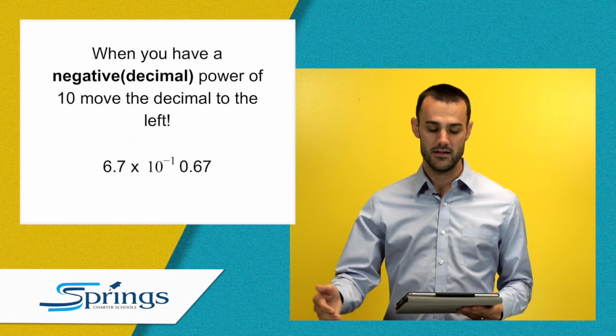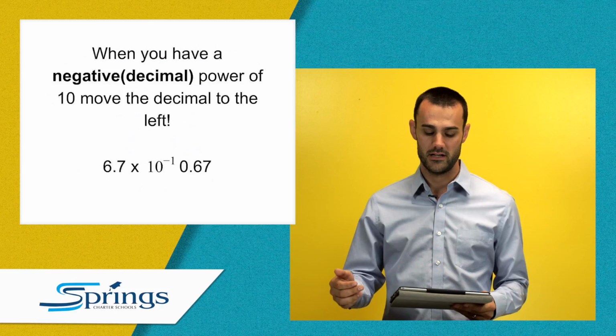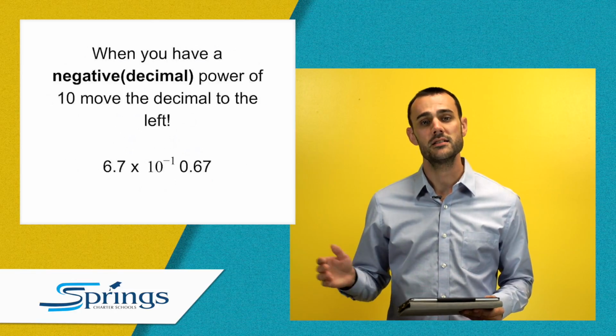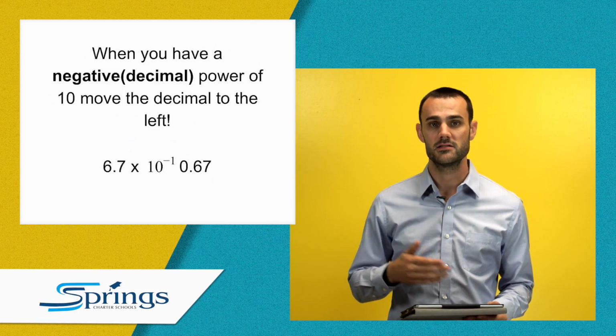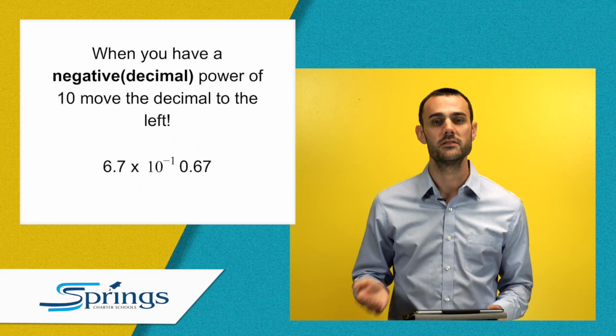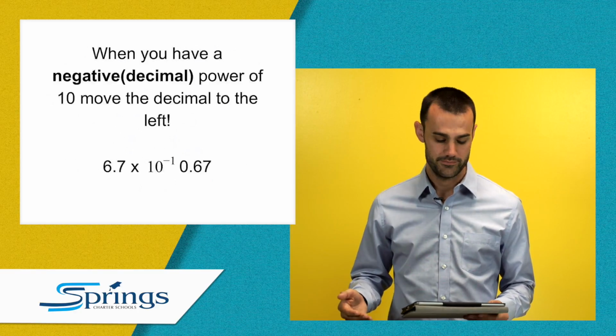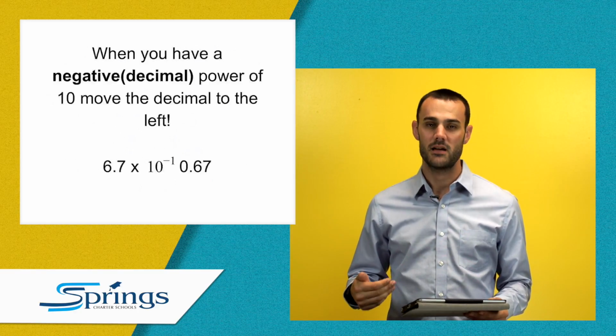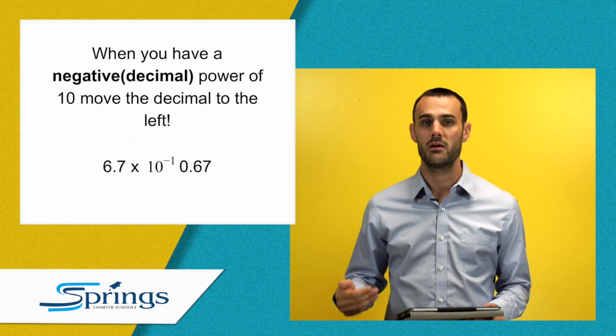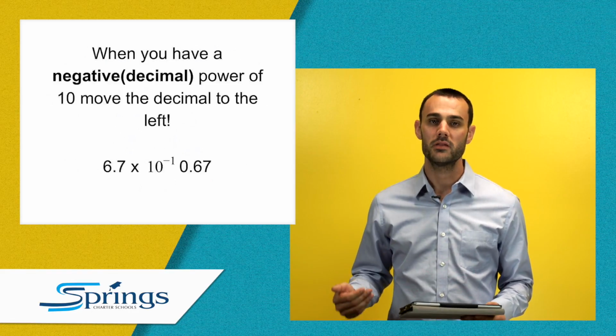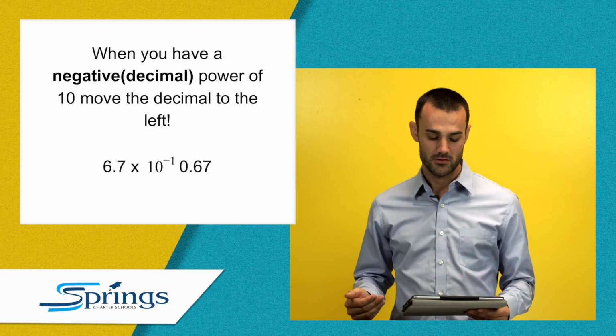When you have a negative power of 10, we need to move the decimal place not to the right, but to the left. Okay, so positives to the right, negatives to the left, just like on a number line. So we have 6.7 times 10 raised to the negative first. So we're going to move that decimal place one place to the left. So we get a final answer of 0.67.